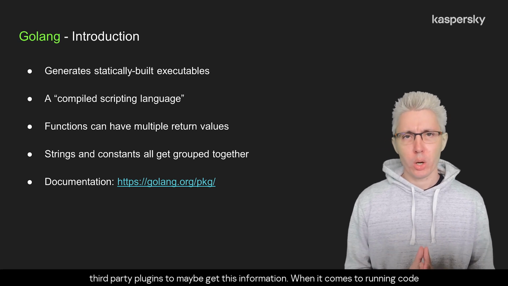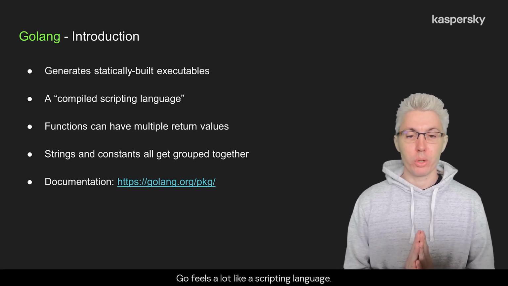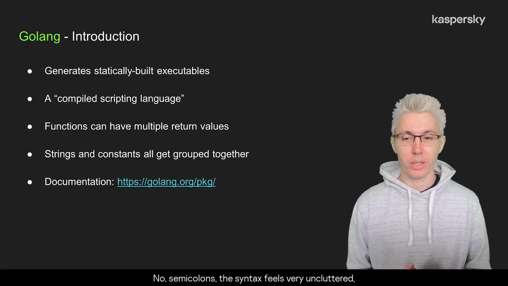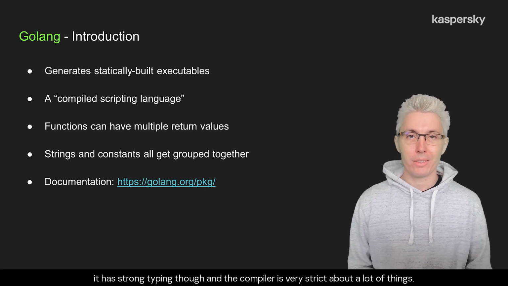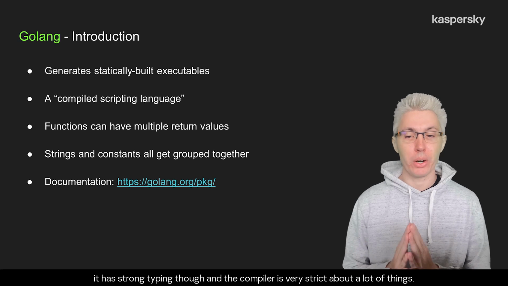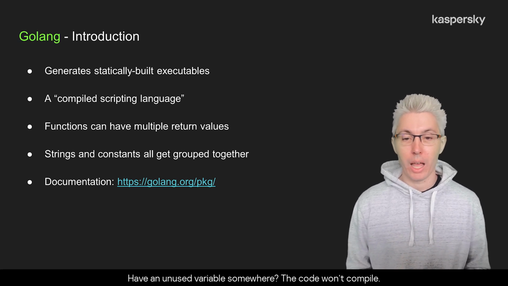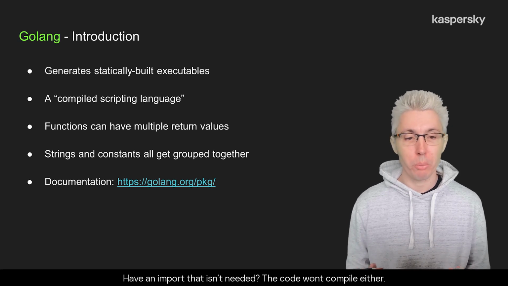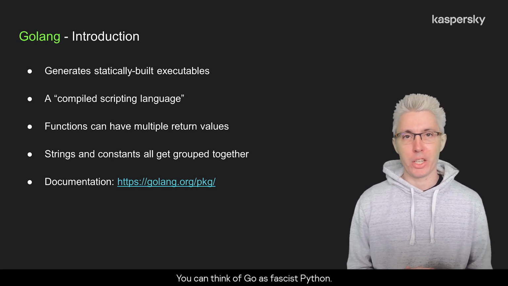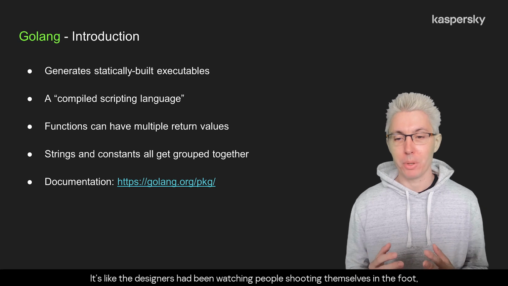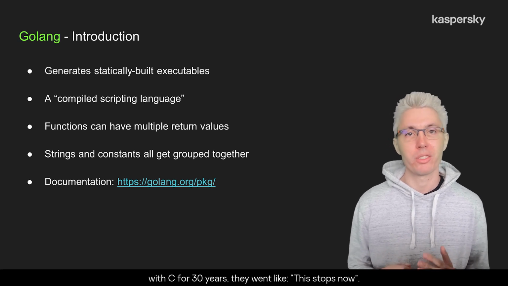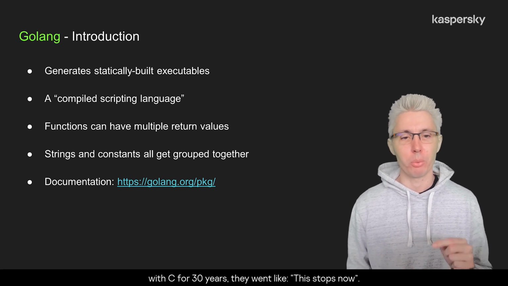When it comes to writing code, Go feels a lot like a scripting language. No semicolons, the syntax feels very uncluttered. It has strong typing though, and the compiler is very strict about a lot of things. Have an unused variable somewhere, the code won't compile. Have an import that isn't needed, the code won't compile either. You can think of Go as fascist Python. It's like the designers had been watching people shooting themselves in the foot with C for 30 years, and they went like, this stops now.